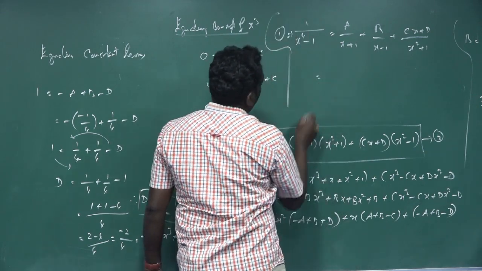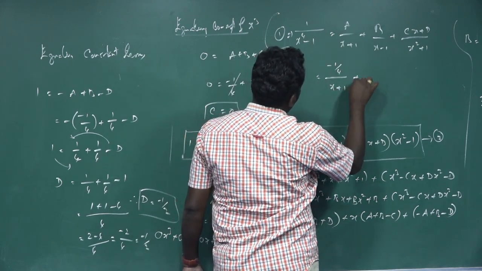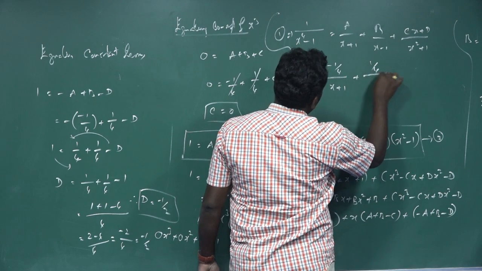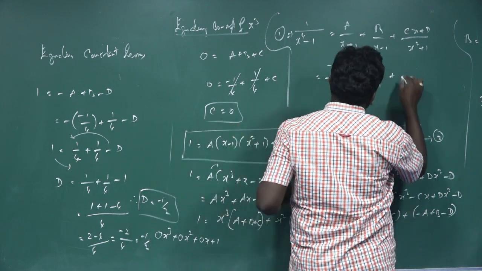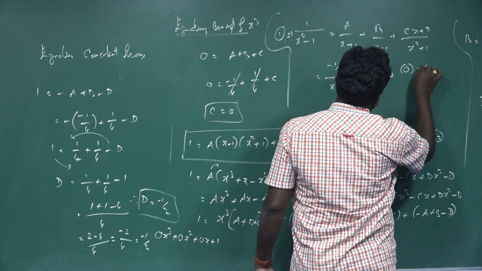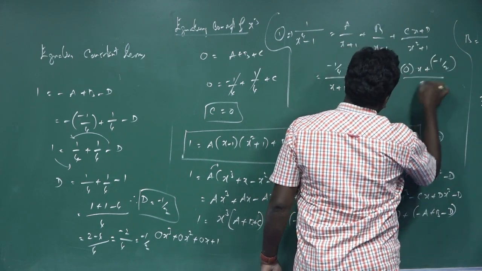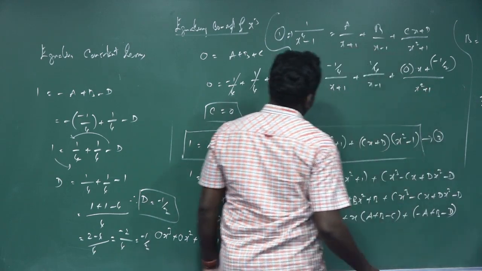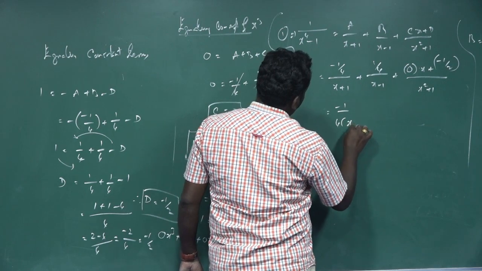Now, a value we know is minus 1 by 4, b value we know is 1 by 4, c value we obtained is equal to 0, and d value we obtained is equal to minus 1 by 2. So that is equal to minus 1 by 4 into x plus 1.